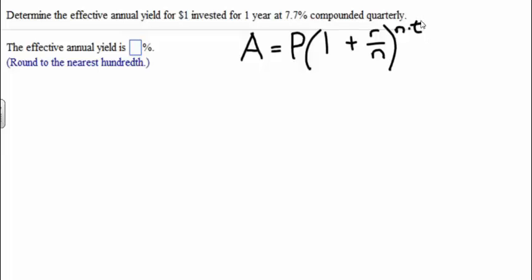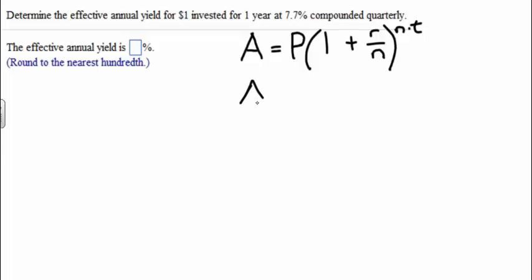So since it says it's compounded quarterly, we are going to have to use the compound interest formula, which is A is equal to the principal P times the quantity 1 plus the interest rate r over the number of compoundings per year n, to the n times the number of years t.